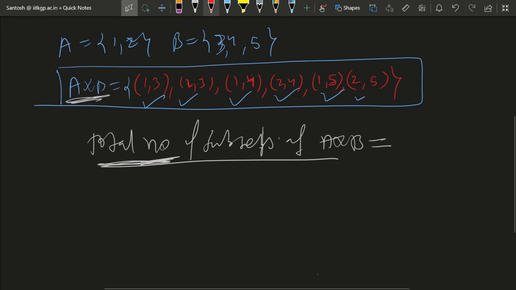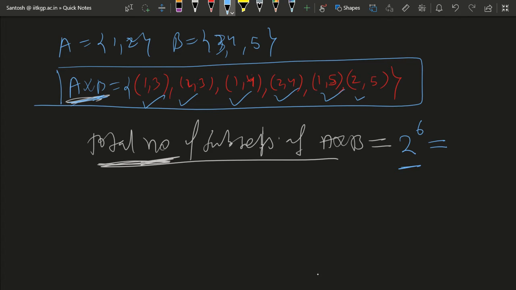Anyone can try. Since A cross B has six elements, how many subsets will A cross B have? 36. Good, you tried, but let me check. 36 means 2 raised to power 6. Tell me, 2 raised to power 6 is what? Is it 36? No, I think. You tried good, but it's not the correct answer.